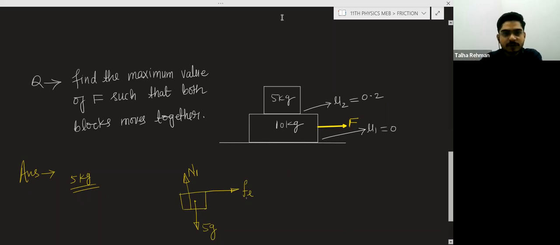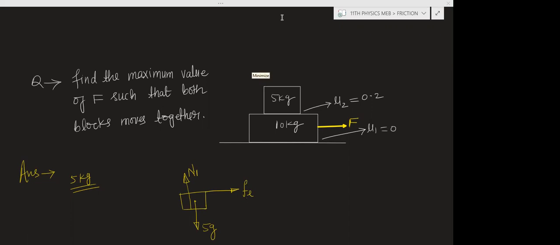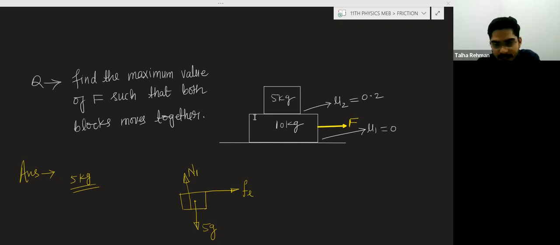Hiba, got it? Why am I applying the friction force in this direction? Yes, sir. Here is a tricky point. You have to understand. Basically, we are applying a force in this direction on this block, but when you apply a force on this block, it will look like this 5 kg block goes in this direction. So there will be a friction force on the 5 kg block in this direction.